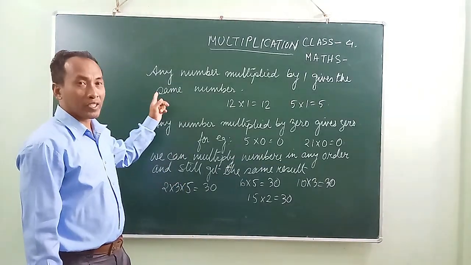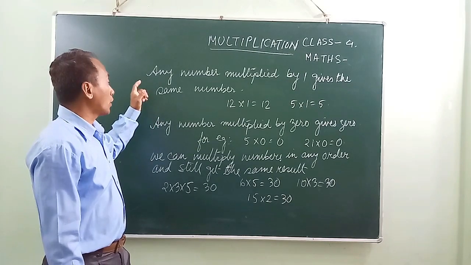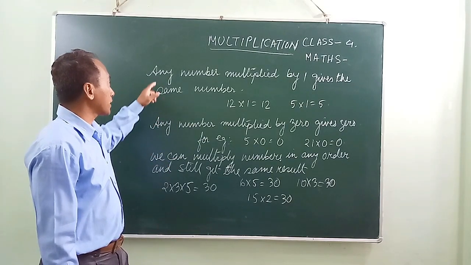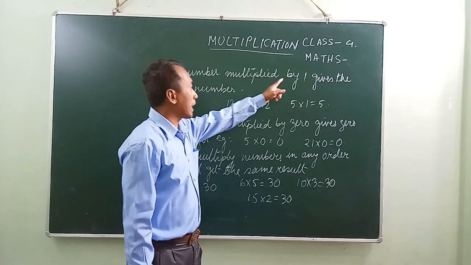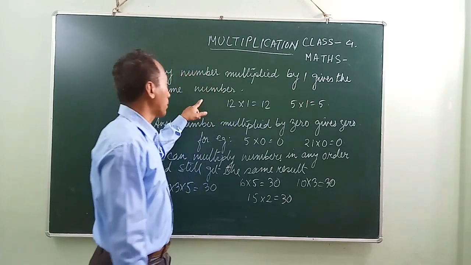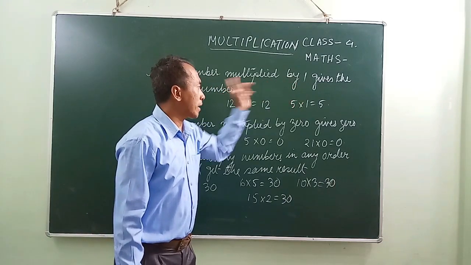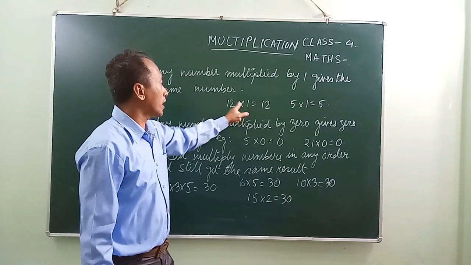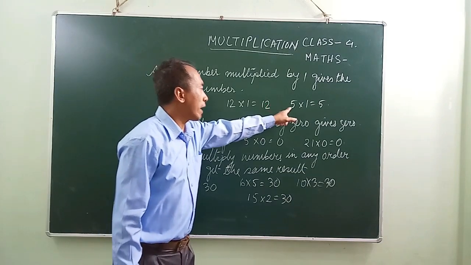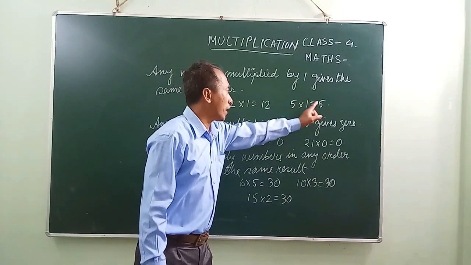There are some properties of multiplication. So the property we are going to study is: any number multiplied by 1 gives the same number. Any number multiplied by 1 gives the same number. 12 into 1 gives the same number 12. 5 into 1 gives the same number 5.